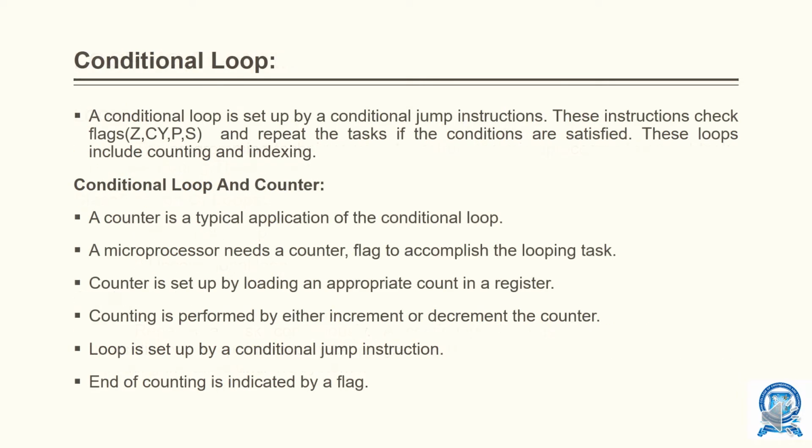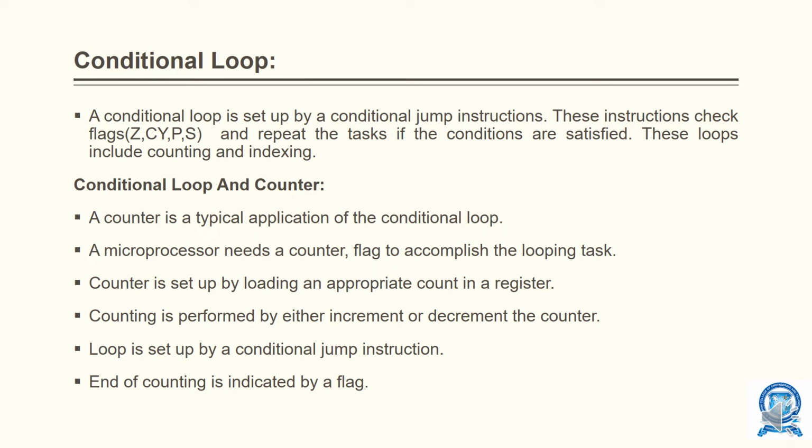Now the second one is conditional looping. A conditional loop is set up by a conditional jump instruction. Once the condition is satisfied, the loop will be automatically stopped. These instructions check the flags Z, C, AC, P and S, that is zero, carry, auxiliary carry, parity and sign flag, and repeat the task until the condition is satisfied.